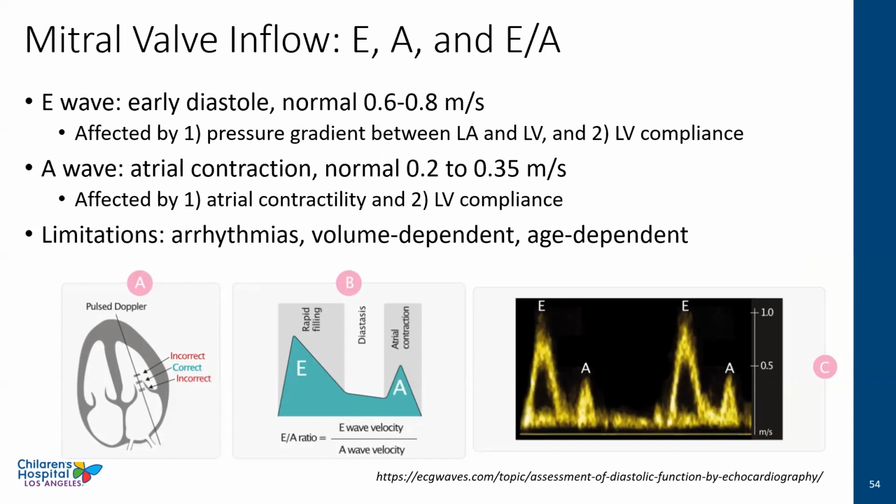So as mentioned, the mitral valve inflow, your E wave correlates with early diastole, and your A wave correlates with atrial contraction. And so the things that can affect your E wave are going to be the pressure gradient between the left atrium and the left ventricle, and also LV compliance. The things that are going to affect your A wave are atrial contractility and, again, LV compliance. And the limitations of this are when you have arrhythmias, this is volume dependent. So again, what your loading conditions are on that ventricle, and then also age dependent.